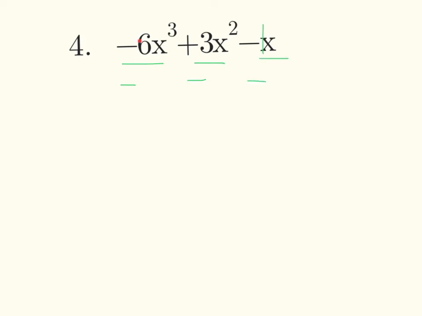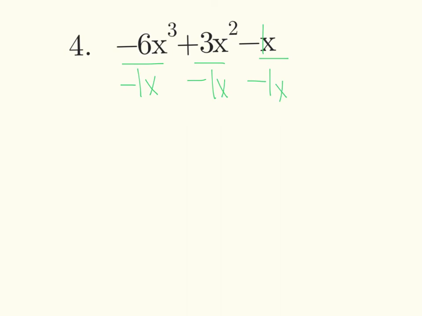I have 6, a negative 6, a 3, and a negative 1. There's no number that'll go into all of those, so I know the number I'm going to factor out is a negative 1. Next thing we need to look at is our variables. So we have x to the third, x to the second, and x to the first. You're going to take out the lowest exponent, so I'm going to factor out an x to the first.